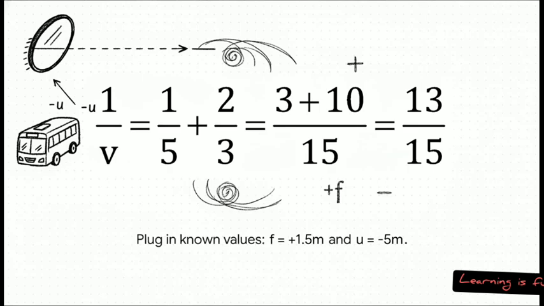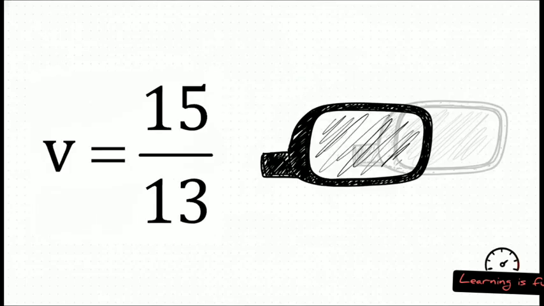It's a convex mirror, so we know its focal length is going to be positive. The problem says the radius of curvature is 3 meters. Our formula is F equals R over 2, so the focal length is plus 1.5 meters. The bus is our object, so its distance, U, is minus 5 meters. Now we just plug it all into the mirror equation. We rearrange the formula and solve for V, and we get about plus 1.15 meters.